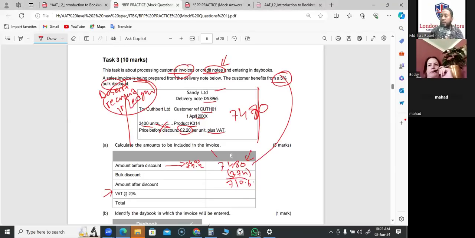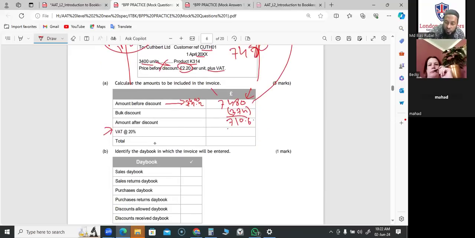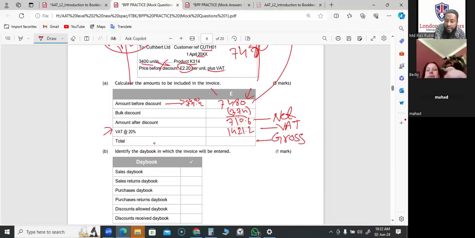When I did 20%, I got 1421.2. This is your net, this is your VAT, and this is going to be gross. These are added up together, which I'm doing on my calculator: 7106 plus 1421.2, so it is 8527.2. That's how we do it.